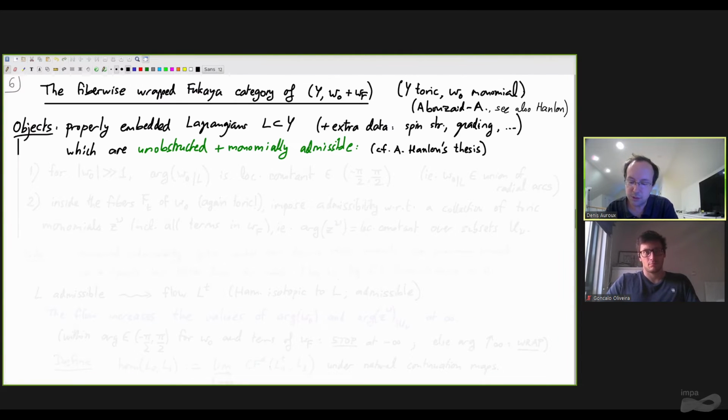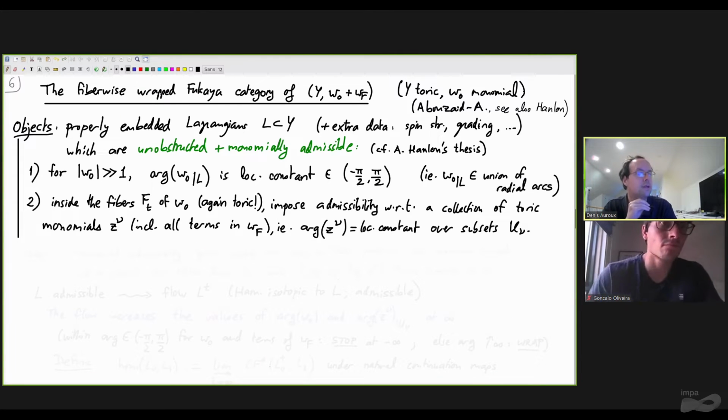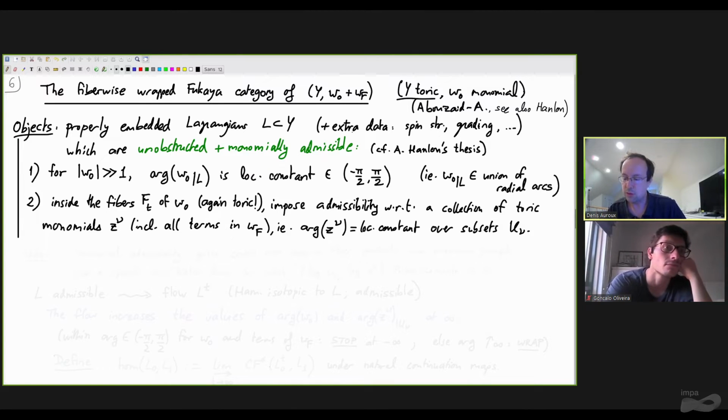Anyway, so let's restart now on a clean basis with actually the definition and then a calculation. So the fiber-wise Fukaya category of, say, a toric manifold equipped with a monomial W0 plus extra terms WF, which are again going to be maybe some sums of toric monomials, but I will think of as being auxiliary. So the objects of this category are properly embedded Lagrangians, unobstructed, and so on.